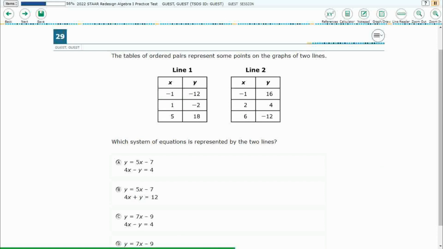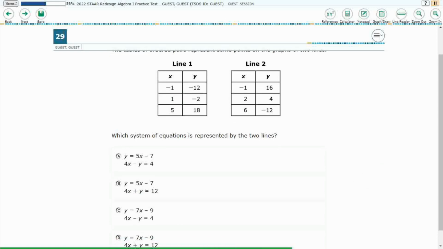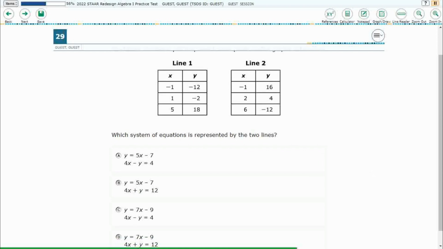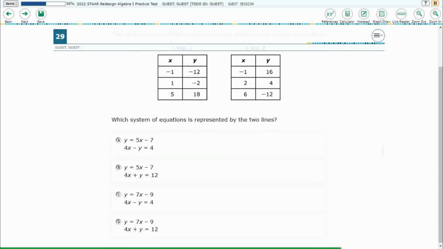So we got two sets of ordered pairs here. They need to represent two lines that would intersect at one point. That'd be the solution here. But we're not necessarily looking to solve. We just want to find the equations. And so let's open up our reference material here.